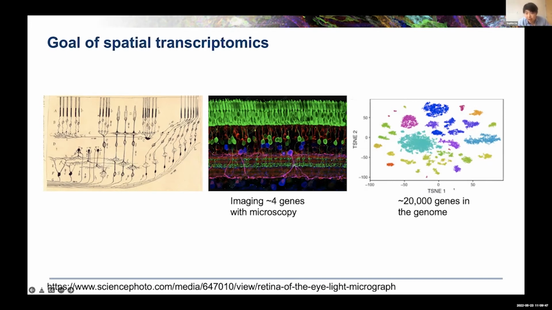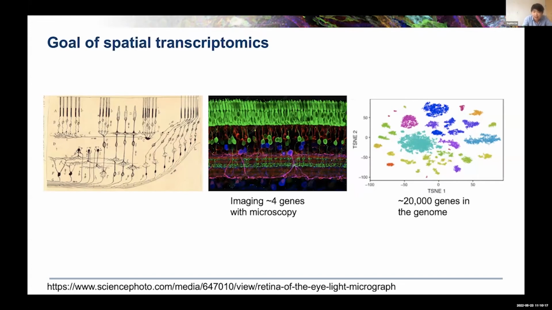But as I said, maybe the goal is to connect these: there are 20,000 genes in the transcriptome, right? And using those 20,000 genes, we can create cell type annotations and generate these abstract UMAPs. Is there some way to bridge these two worlds, right? This is imaging 4 genes. Can we image 20,000 genes? And so that's the ultimate goal of spatial transcriptomic approaches.